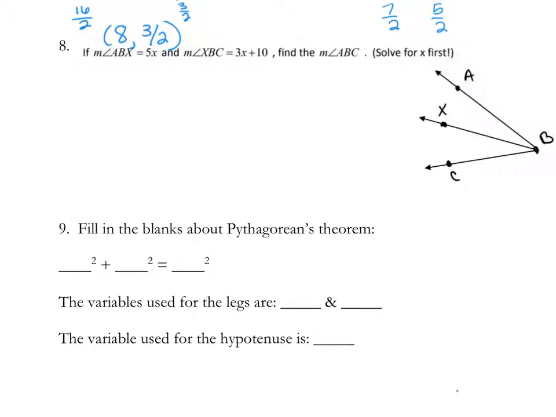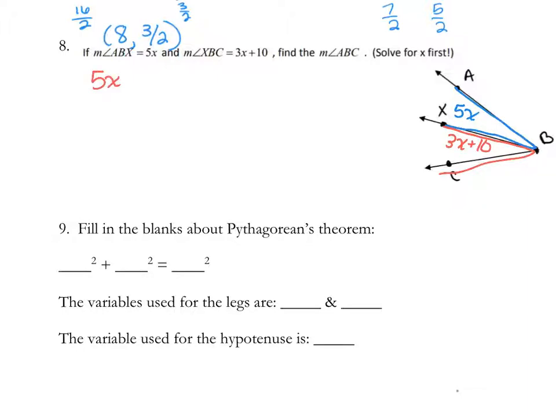Question 8 has us finding the measure of angle ABC. Angle ABX is 5x, and angle XBC is 3x plus 10, and that's this angle here. From this, I know that what the question should have told us is that it's an angle bisector, so I can set these two equal to each other because it cuts it in half.